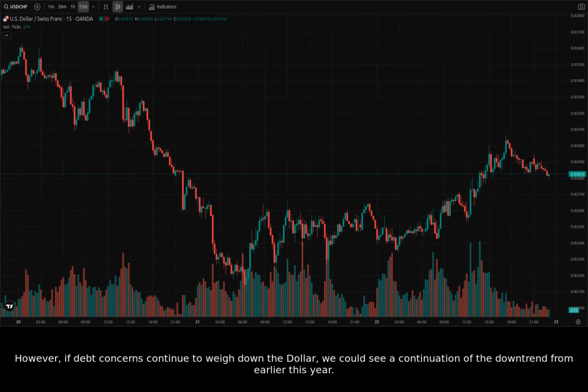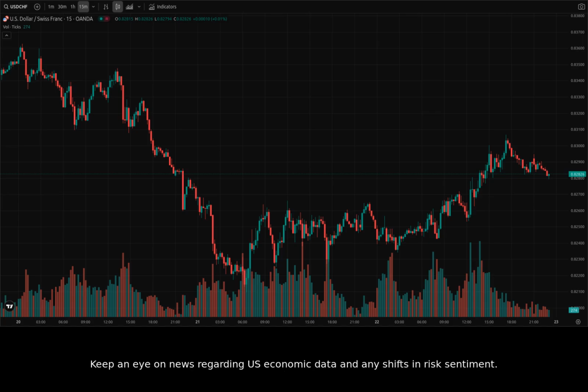this year. Keep an eye on news regarding U.S. economic data and any shifts in risk sentiment. A break below 0.82 or above 0.83 in the short term could provide a clearer directional signal.